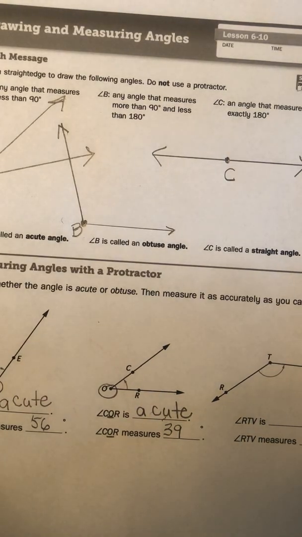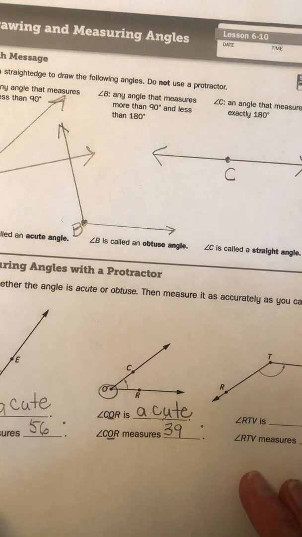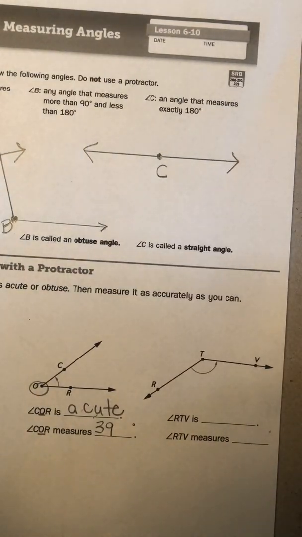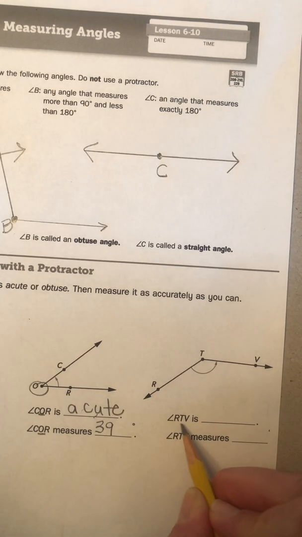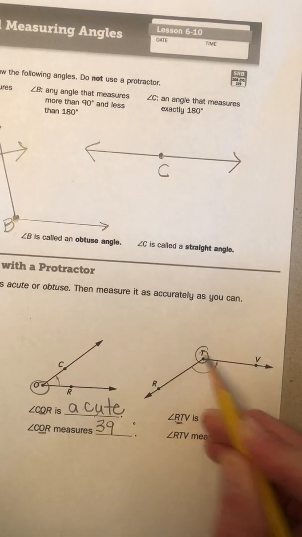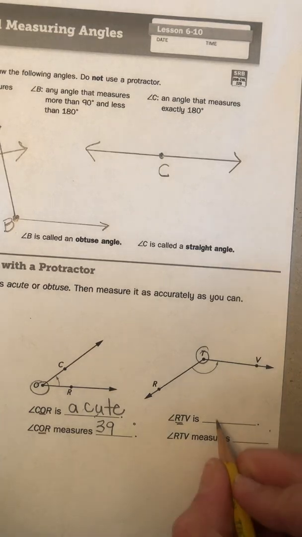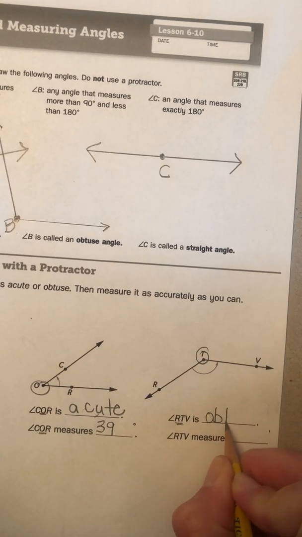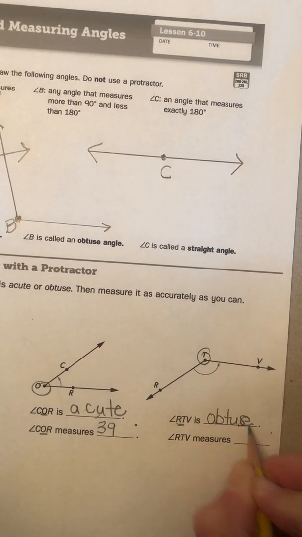So I would give you 37, 38, 39, 40, 41. All right, angle RTV. T is the middle letter, it is the vertex. This would be obtuse. It is larger than 90 degrees.